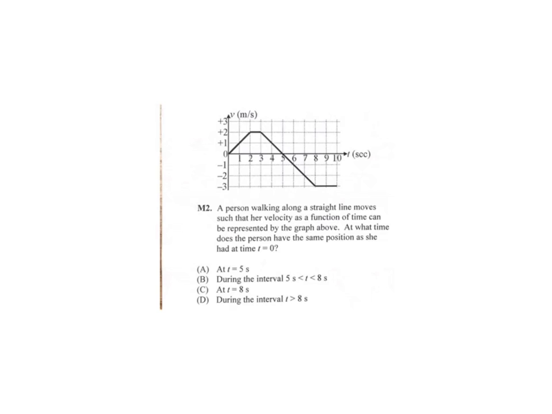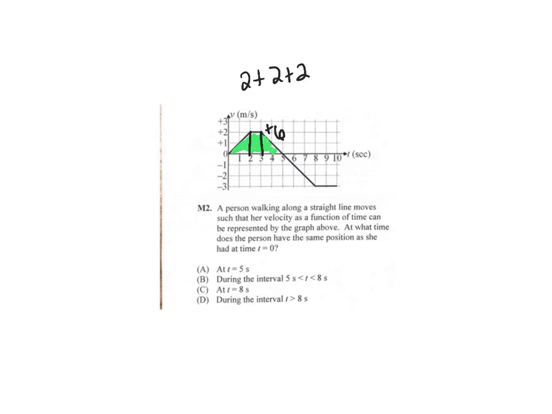Okay, number 2. A person walking along a straight line moves such that her velocity as a function of time can be represented in the graph above. At what time does the person have the same position as she had at time t equals 0? All right, so we need to find the area under the curve here. This is going to be our positive velocity. So we've got these 3 little sections. So we've got 2 times 2 is 4, but cut it in half because it's a triangle, so 2, plus 2 times 1, which is 2, plus 2 times 2 divided by 2, again, 2. So the distance traveled here is positive 6.